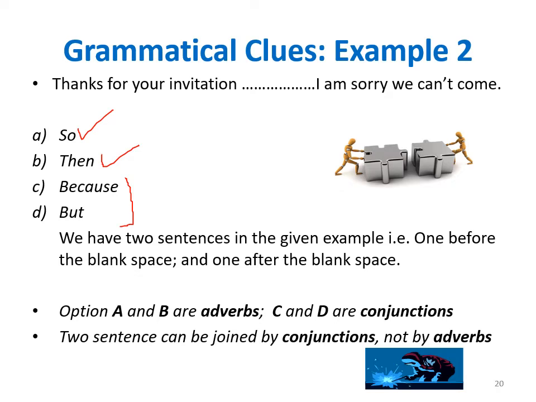That is simple. See, this guy is doing some joining. So here you need to use a word that joins these two sentences. Okay. So thanks for your invitation. What do you think about that? Because or but? The answer is but. I am sorry we can't come. You can look at this example in a different way as well. Thanks for your invitation is a positive thing. I am sorry we can't come is a negative thing. So positive and negative cannot be joined by because, they are joined by but. Okay.